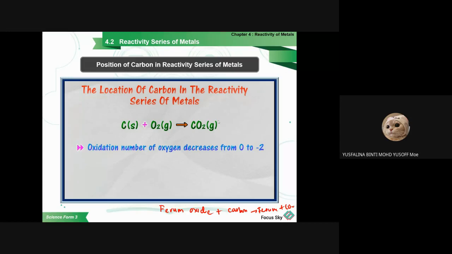Just for you to know, you don't need to write the form of equation like this. You only have to write in words like this. This one is actually when you learn in chemistry form 4, you have to put like this. But for your level, form 3, you only put the equation in words.